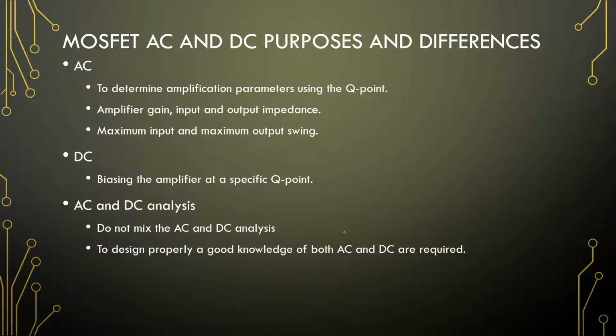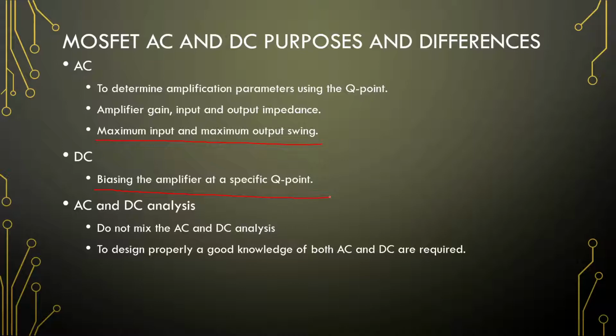Okay, so the purpose of AC analysis is to determine the amplification parameters using the Q point. Okay, so this is to get to the amplifier gain, input and output impedance, and also your maximum inputs and your output swing capabilities of your amplifier. DC is only for biasing the amplifier at a specific Q point, or for the MOSFETs to get a specific transconductance out of it, and then doing your amplification.